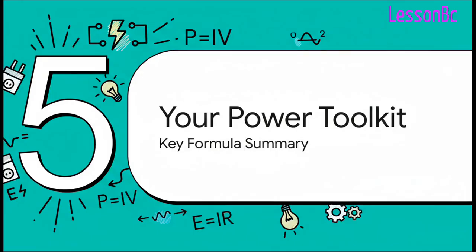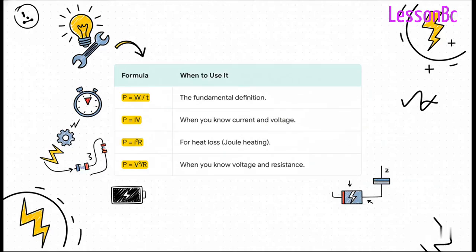Okay, we have covered a lot of ground here, so let's wrap this all up by putting our key formulas in one convenient place for a quick review. This is your go-to reference sheet. And here it is, your complete power toolkit. You've got the foundational definition of power, which is energy over time, and then you have the 3 workhorses for circuit analysis. Depending on what information you have about a circuit, one of these formulas will be the perfect tool for the job.